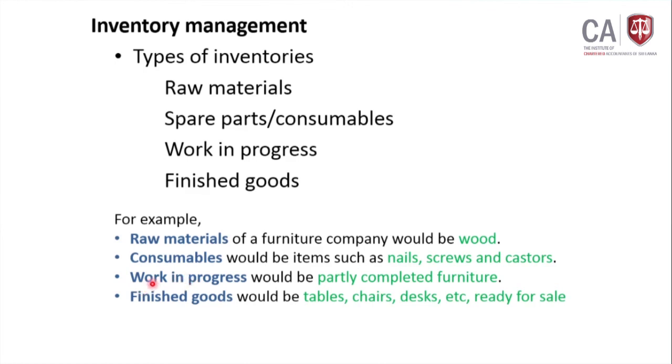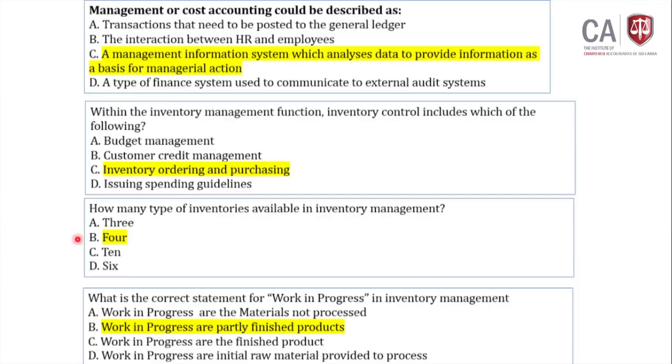They identify this as the main factor, so work in progress is the main thing when we compare the other items. That's why they put this as an example of answers. Actually, I think I created this answer here. The question is, what is the correct statement for work in progress in inventory management? That is explained here as: work in progress are partly finished products. So those are the answers.